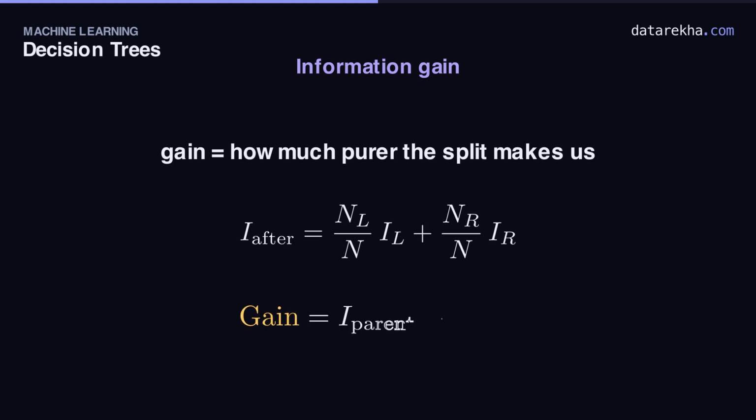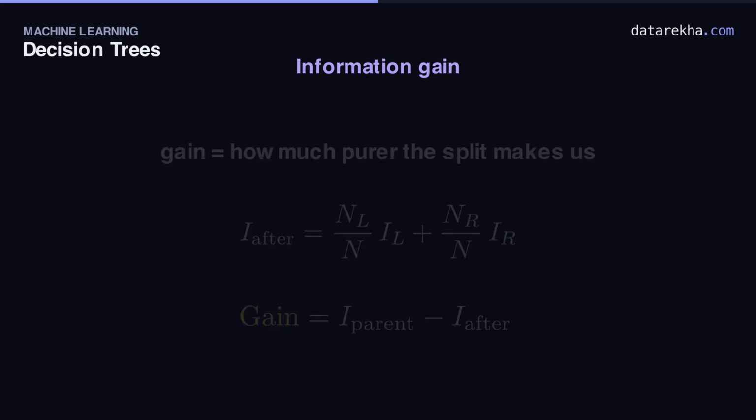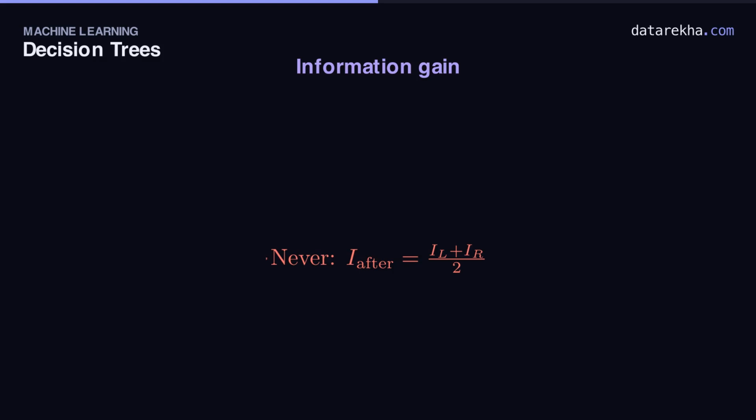Then the gain is simply the parent's impurity minus that weighted after impurity. The larger the gain, the better the split. That single quantity is the engine of the whole algorithm. One warning worth flagging now. You must weight the children. Averaging the two impurities straight, ignoring how many samples each holds, is the single most common mistake, and it can crown the wrong split.